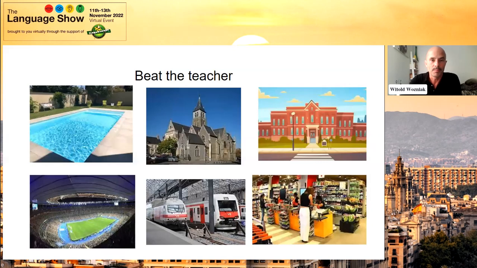So Beat the Teacher, another classic, but this one is with a little twist. Let's imagine you are teaching different places in town, and you say that you're going to be pointing at different places in town. And when I say, for instance, like now I'm pointing at une piscine, if I say une piscine, you have to repeat une piscine. So I say une piscine, the class says une piscine. I say un stade, the class says un stade. I say une gare, they say une gare.